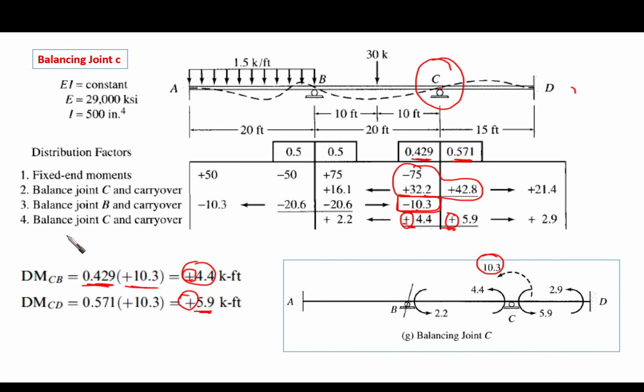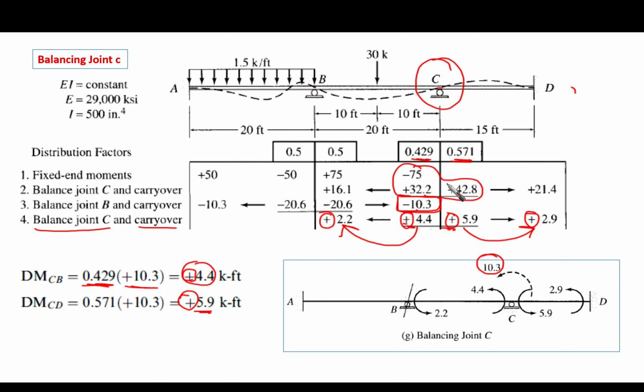And then this is the balanced joint C. Then we're going to make carry over. So half of it here with the same sign, half of this 4.4 here with the same sign. Okay, that's it for us. Now this is point C.